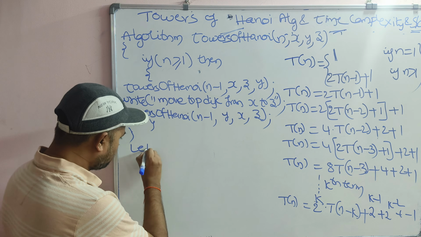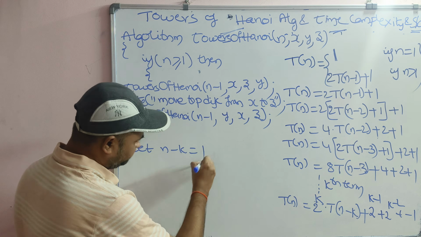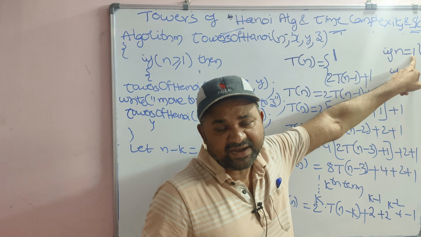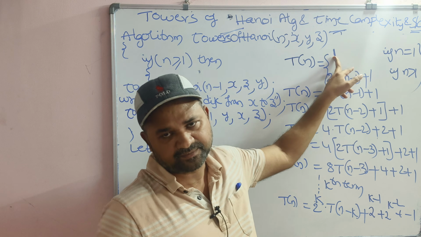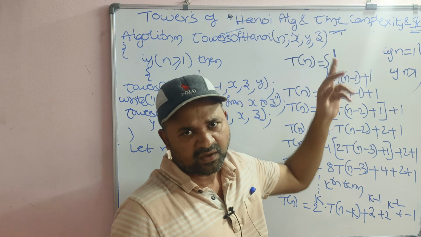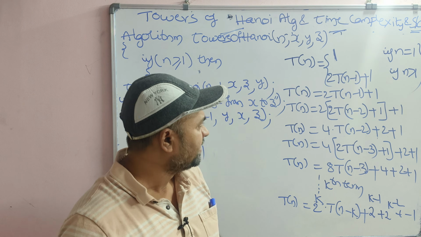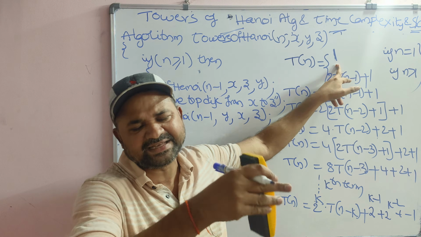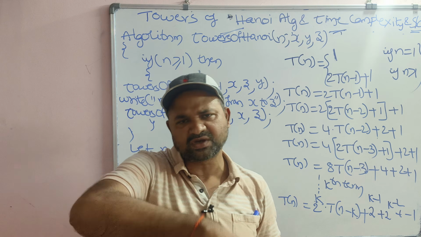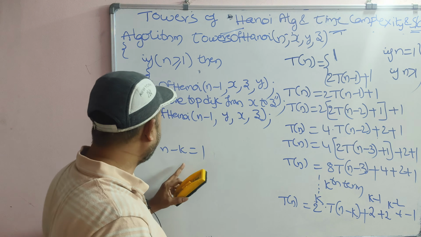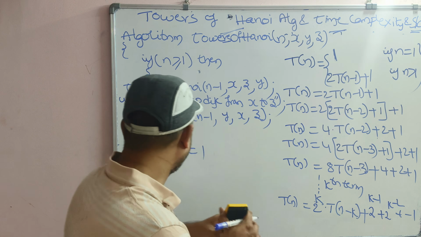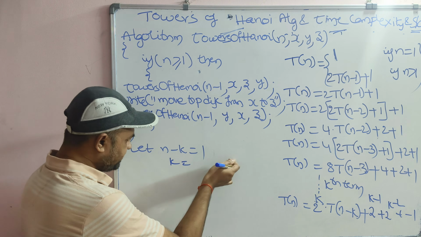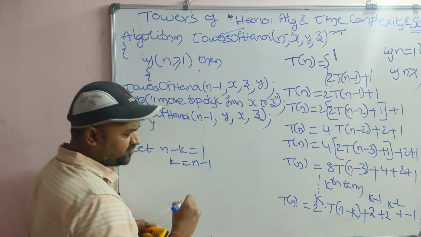Let n minus k equal to 1. Why? Because here n is equal to 1 is given. What is the value of t of 1? t of 1 value is 1. If there is only one disk, then only one move is required for moving the disk from source tower to the destination tower. Okay. So what is n minus k? So this one. So now what is k value? k becomes n minus 1. k is equal to n minus 1.